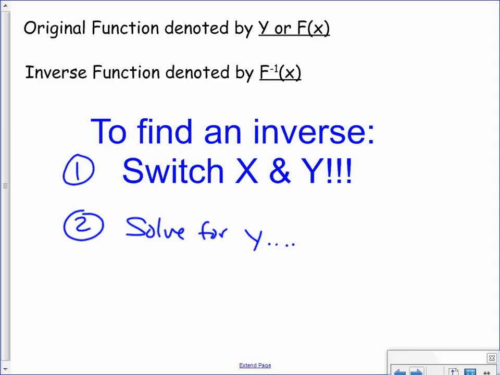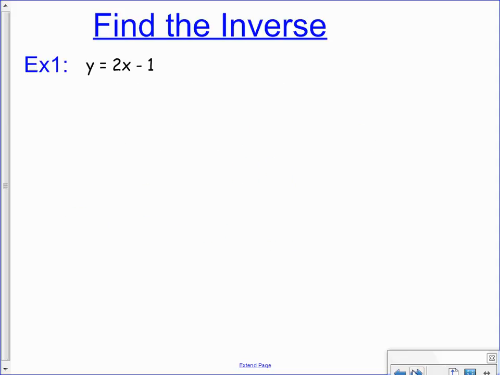Question marks. All right, ready? Let's do this. Function number 1: 2x minus 1. P.S. If it doesn't say y equals, it says f of x equals. Remember, f of x is the y, so just change it to a y.